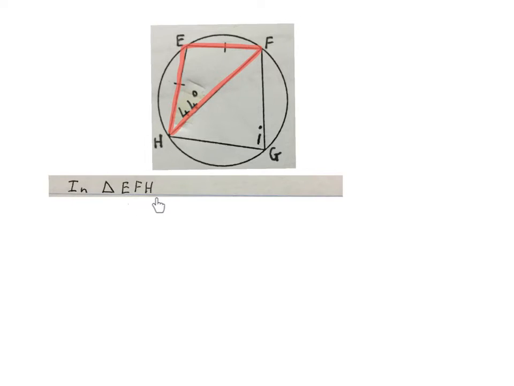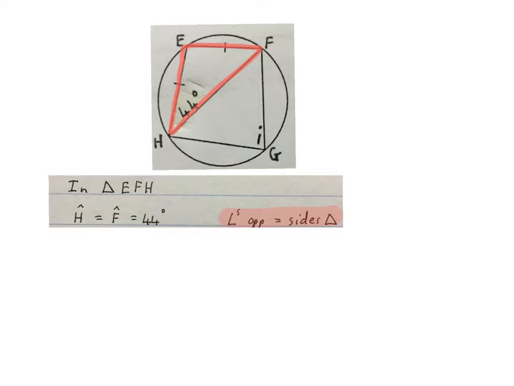Here is our next rider. We have a cyclic quadrilateral in here. We've got 2 sides that are equal there with the 44 degrees. We have to work out I. It's a little bit more work. I start in triangle EFH, the red one. We know that angle H is equal to angle F equals to 44 degrees. Angles opposite equal sides of a triangle.